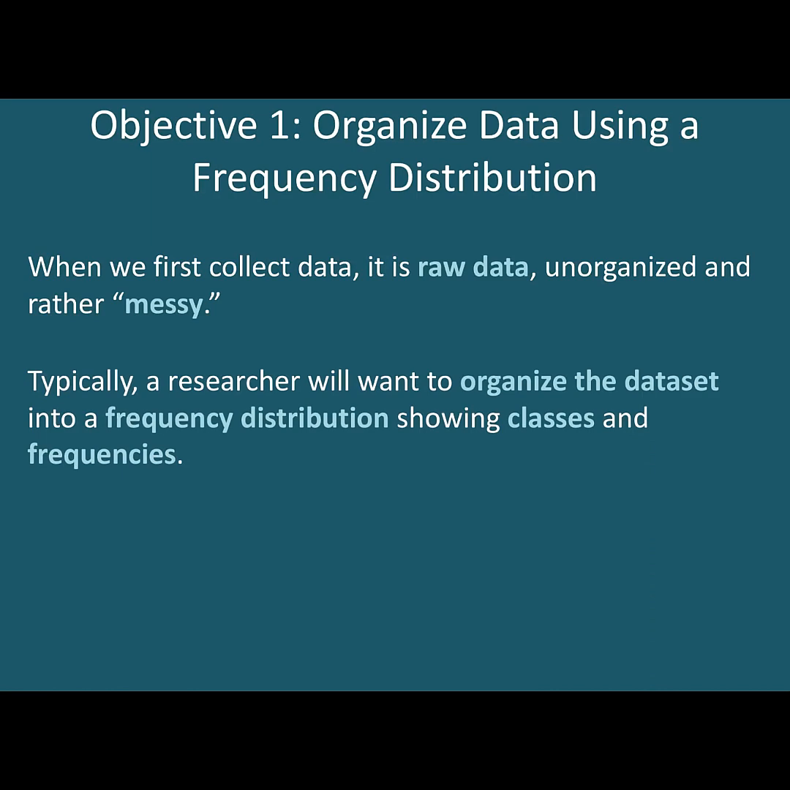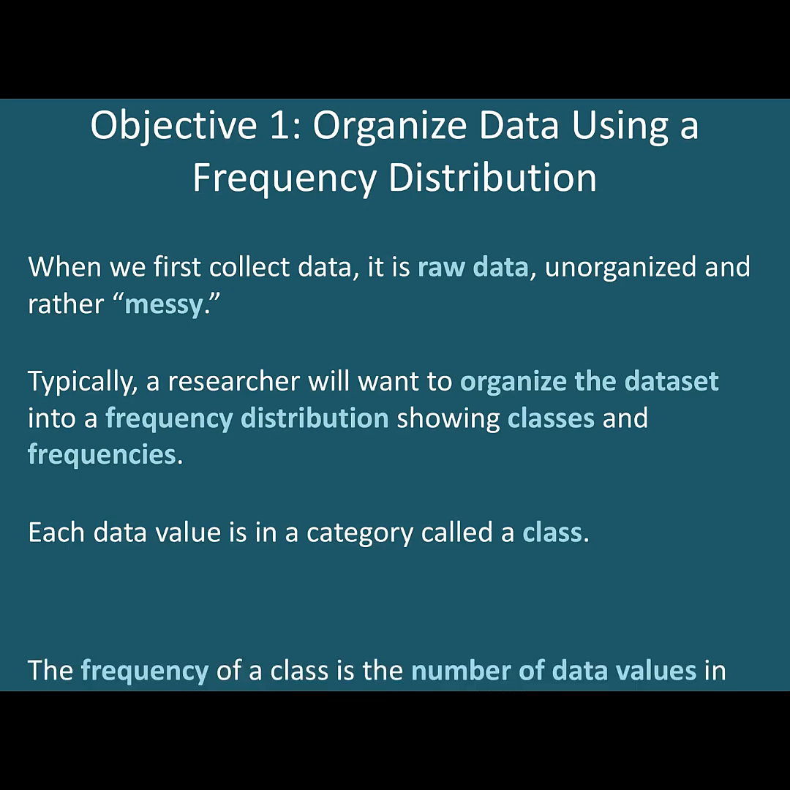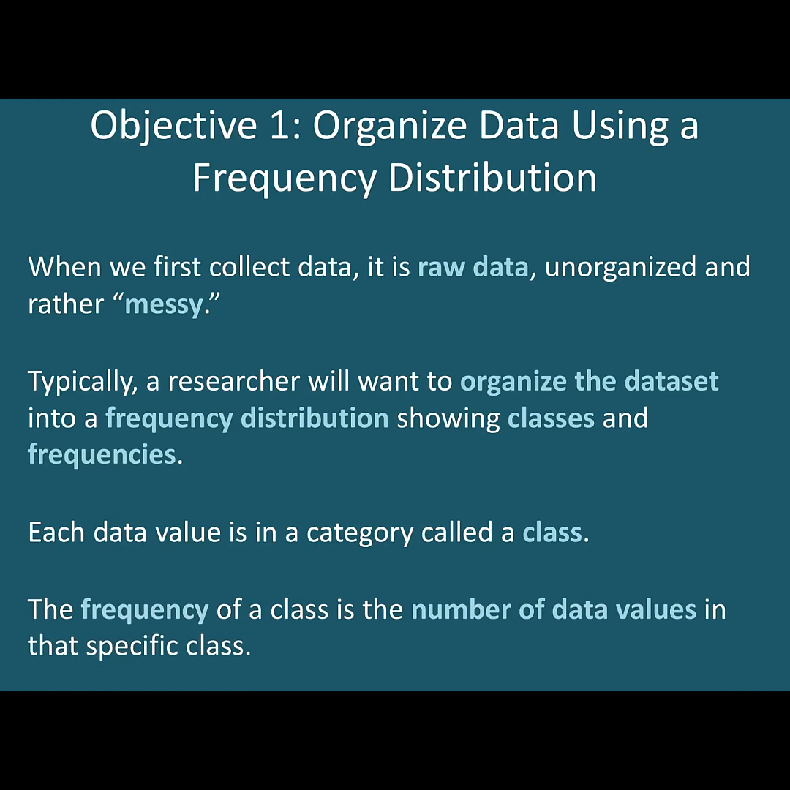Typically, a researcher will want to organize the dataset into a distribution showing classes and frequencies. Each data value is in a category called a class. The frequency of a class is the number of data values in that specific class, just like the previous example. So let's do an example.